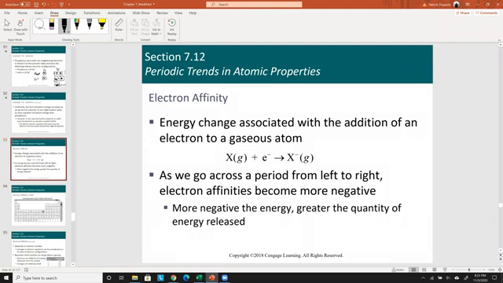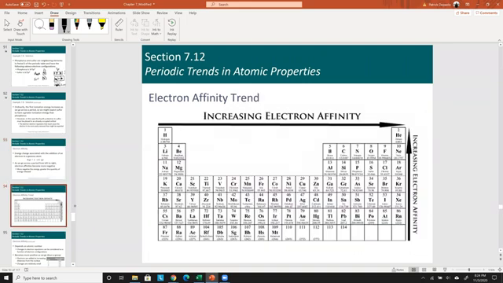And the trend, well, let's talk about the trend first. As we go across a period from left to right, the electron affinities become more negative. That means when you add an electron, more energy is released. That's a good thing. If you have a high electron affinity, that means as soon as you gain that electron, you're releasing a ton of energy to the environment, which makes you as an atom more stable. It's actually the same trend as ionization energy, but they mean different things.